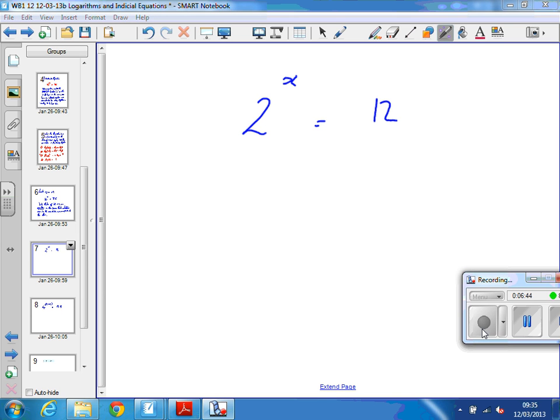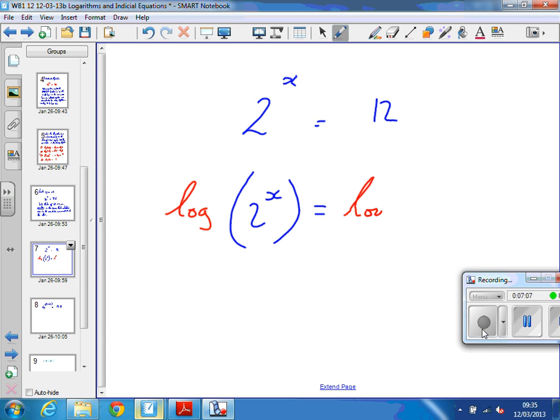We can do anything we like to one side of the equation so long as we do it to the other, as we were talking about earlier. So taking the logarithms of both sides is equally valid. What I do is I find the logarithm of this number, 2 to the x, equals the logarithm, and I'll just put it in a different colour to emphasize it, of 12.